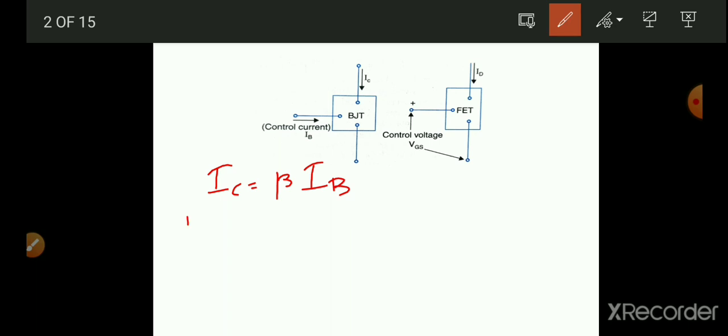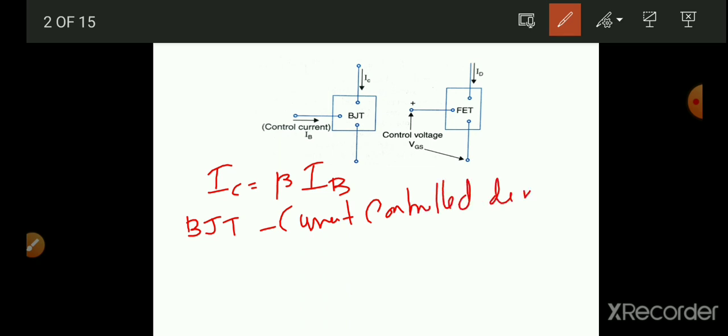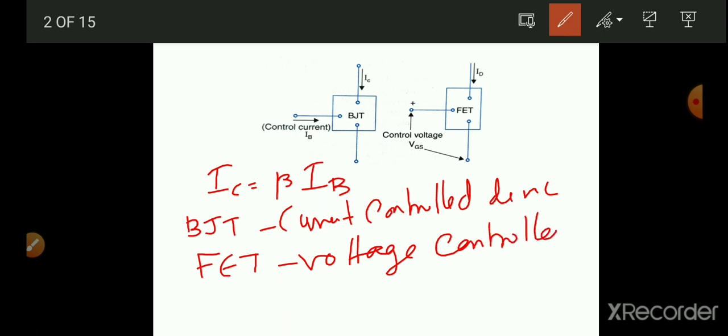So we can write BJT as a current controlled device, whereas FET is a voltage controlled device.